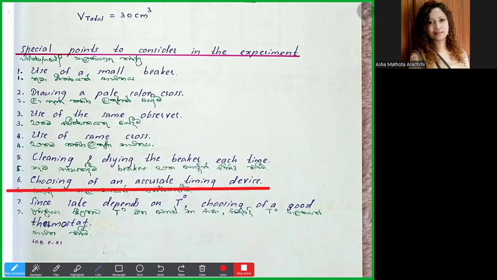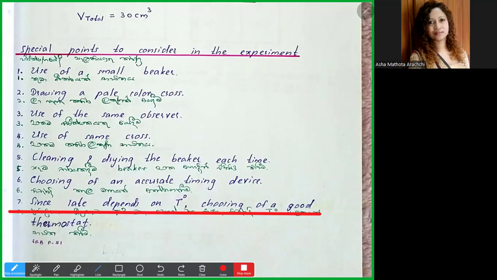Number 6, choosing of an accurate timing device. So the stopwatch is supposed to work nicely.